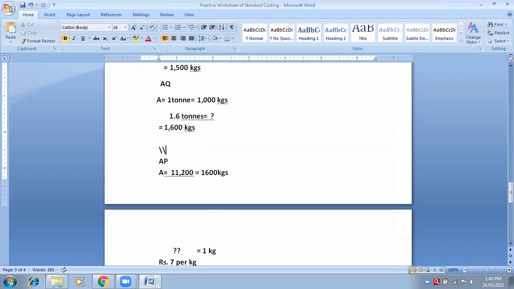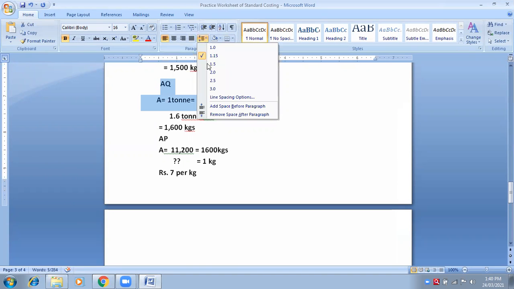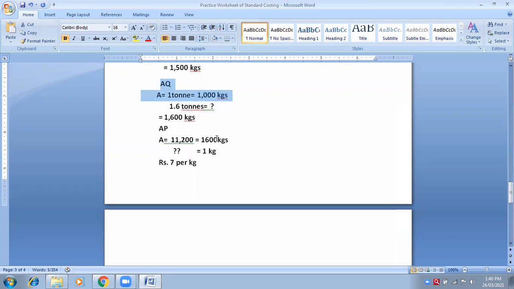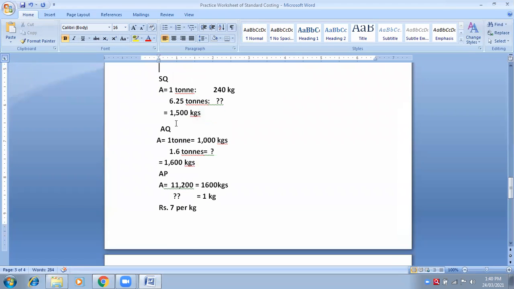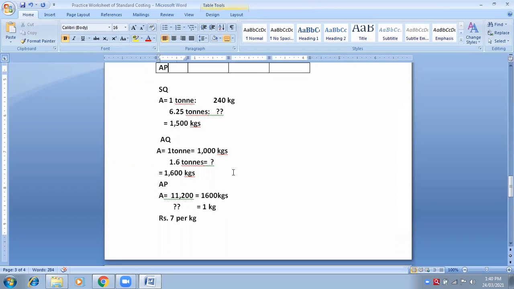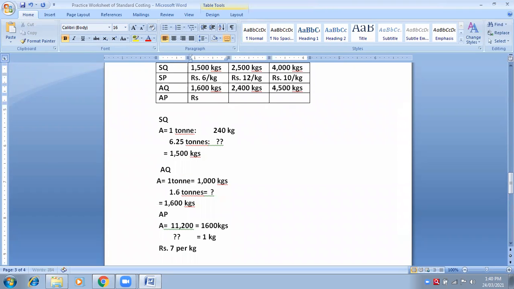So how do we find it? You just have to apply a simple formula, and then you are done. So 7 per kg. How did you do it? 11,200 divided by 1,600, so it would be rupees 7 per kg. Similarly, you have to find it for B and C. Do it for B and C and let me know.